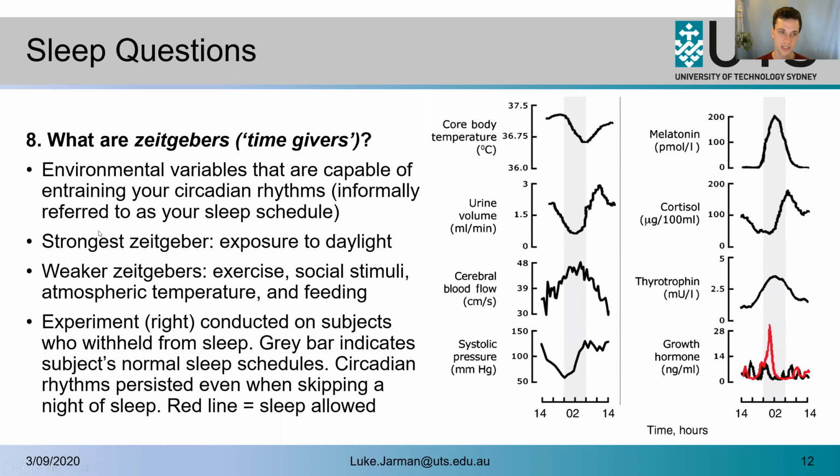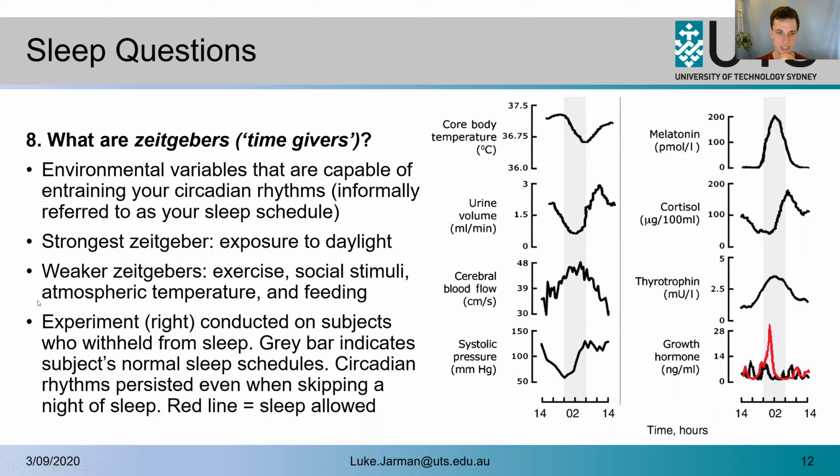So your strongest factor to entrain your circadian rhythms is daylight. So on Earth, we have a rough 24-hour schedule. Half of that is in daylight, half of that is in nighttime, with small differences depending on the season. And then weaker factors that affect your sleep schedule will be things like exercise, social stimuli, temperature, and your feeding times.